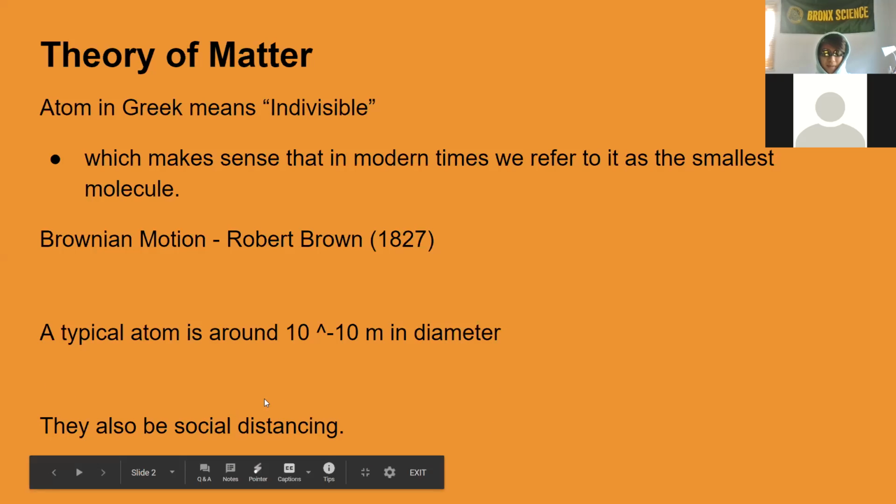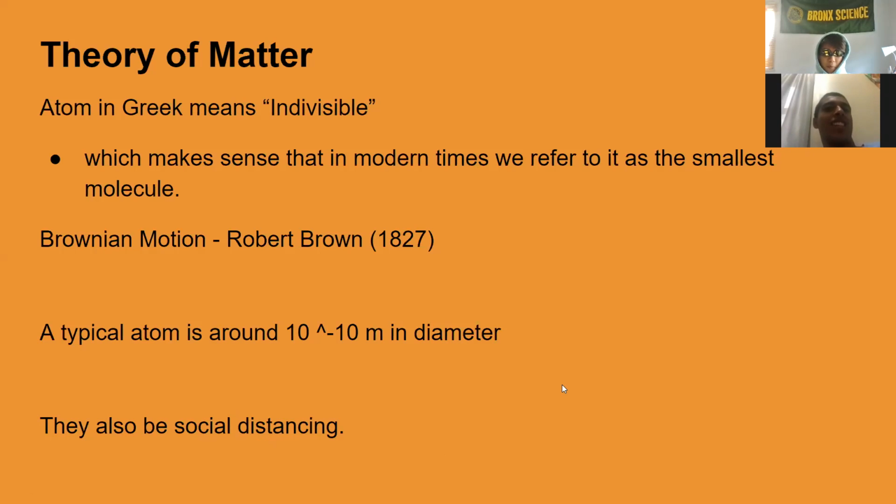Now, lastly, atoms, they be social distancing. All atoms are initially attracted to each other. You know, just like how we are all trying to go out and see our friends. However, when they come into close proximity of each other, like 6 feet, just kidding, it's way smaller than that. But when they do end up too close to each other, they start exerting repulsive forces on each other.